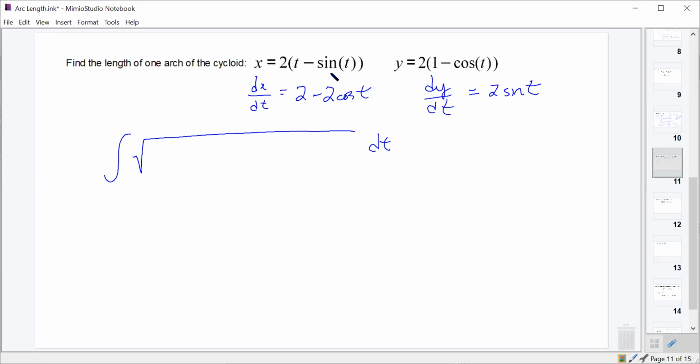Hopefully. And dx dt squared ought to be 4, and then minus 8 cosine t, and then plus 4 cosine squared t, and then plus 4 sine squared t. Everybody agree with that? If we square dx dt and dy dt?